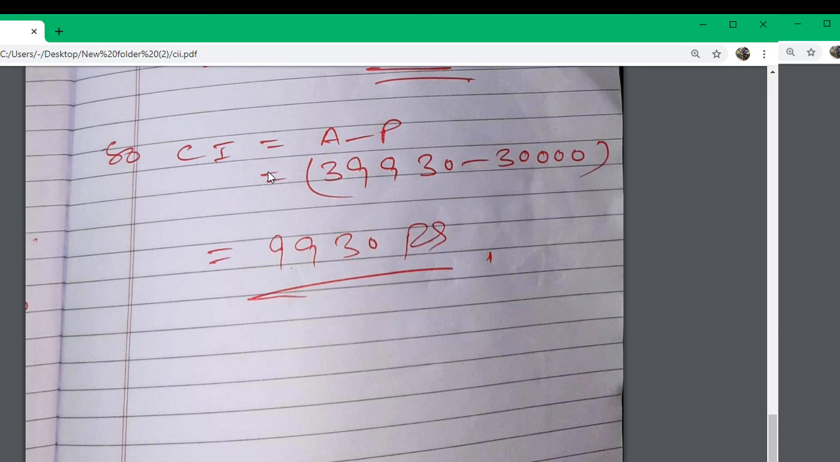Question number 18 is very simple. So in this way, I think this exercise will get finished.